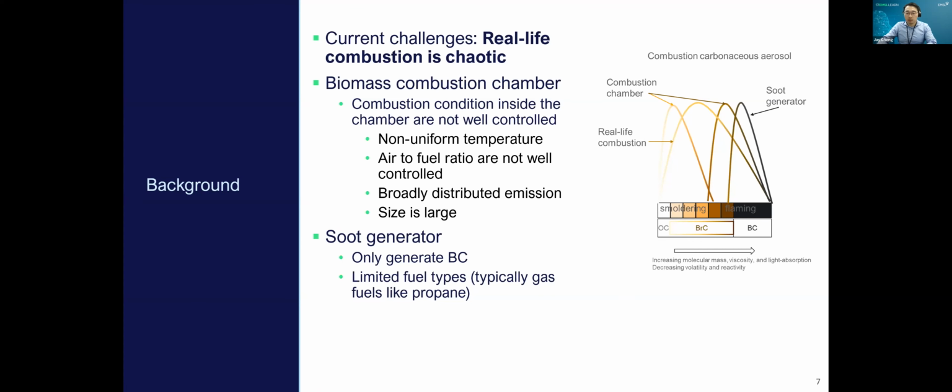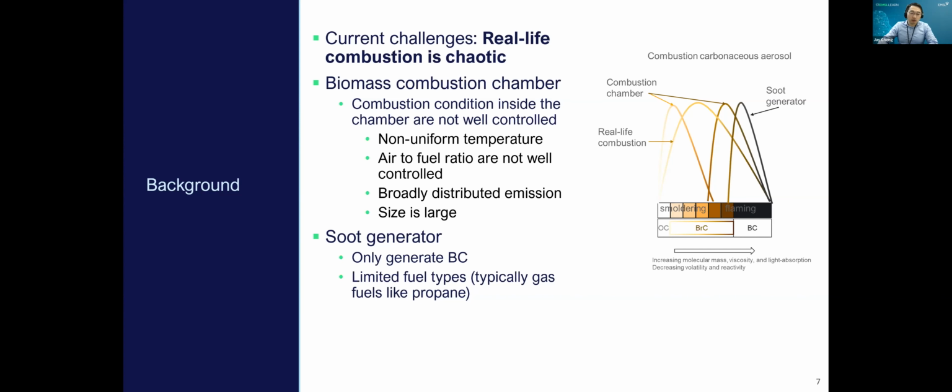First, typically combustion happens under smoldering and flaming conditions. Therefore, as you can see here, their aerosol property still has quite a wide distribution. Also, this is due to the non-uniform temperature and the limited control in air-to-fuel ratio. Moreover, these biomass combustion chambers are typically very large and difficult to maintain.